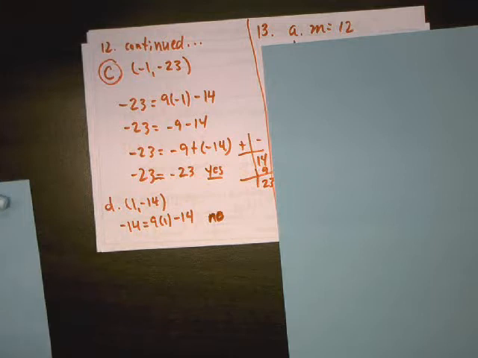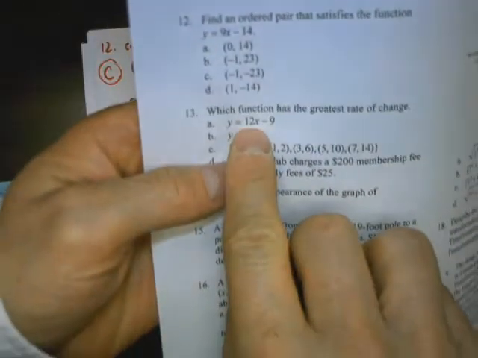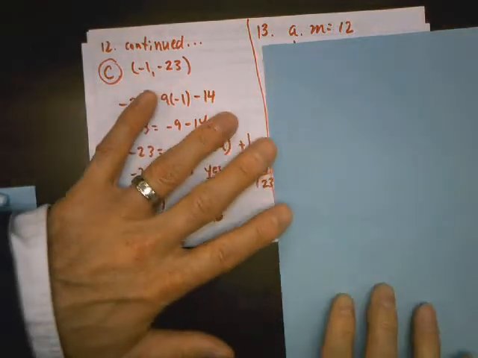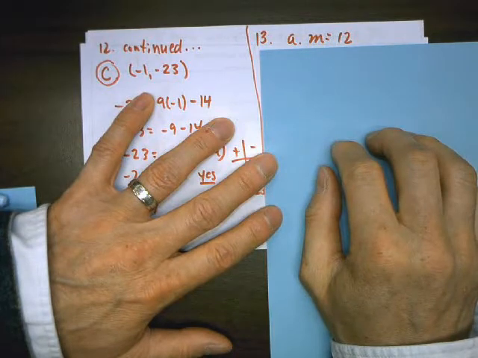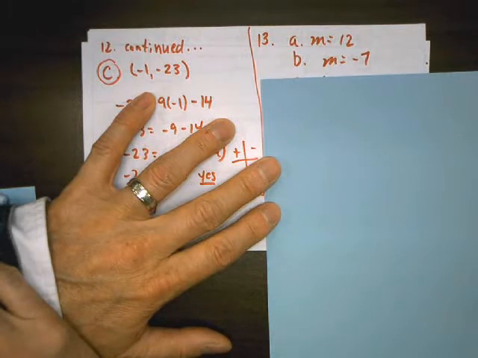For number 13, we have to say which function has the greatest rate of change. Well, the first one is an equation. It's in slope-intercept form. The slope has to be whatever's in front of x. Since the y was isolated already, the slope is 12. Second one, I know the same thing. Slope has to be negative 7. It's what's in front of x.